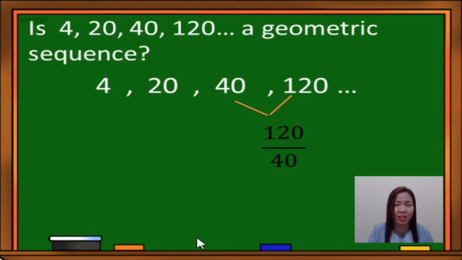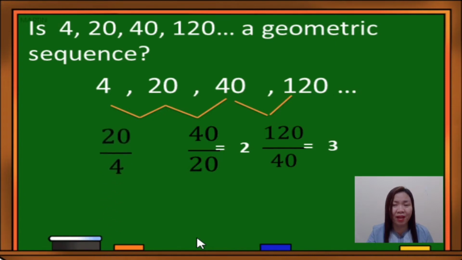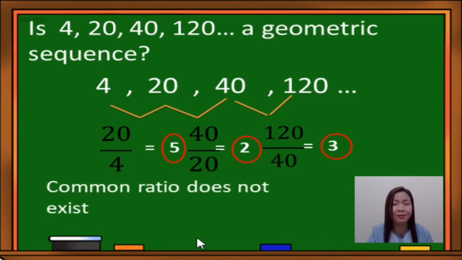120 divided by 40, and the answer is 3. Another, 40 divided by 20, and the answer is 2. Another, 20 divided by 4, and the answer is 5. So now we have 5, 2, and 3. Are they the same? The answer is no. Does the ratio exist? The answer again is it does not exist.